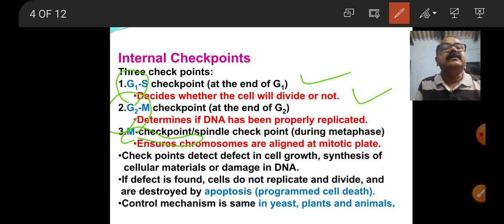Similarly, the G2M checkpoint is found at the end of the G2 phase, and during this phase, this checkpoint determines if DNA has been copied properly. The M checkpoint, also known as spindle checkpoint, occurs during metaphase. It ensures chromosomes are aligned at the mitotic plate.